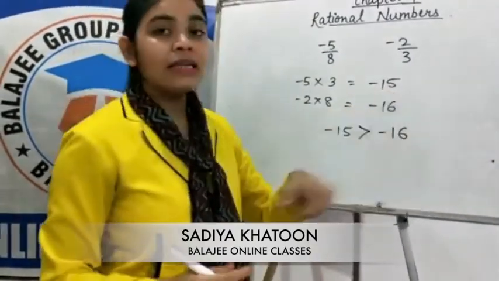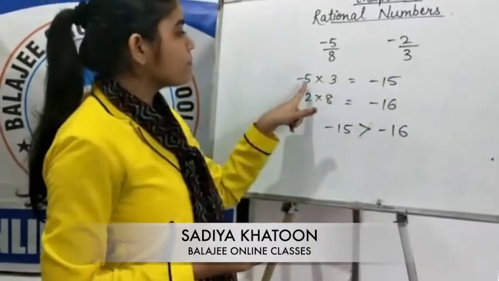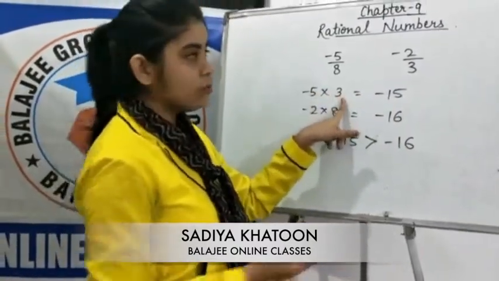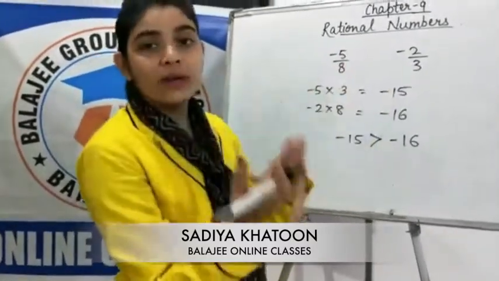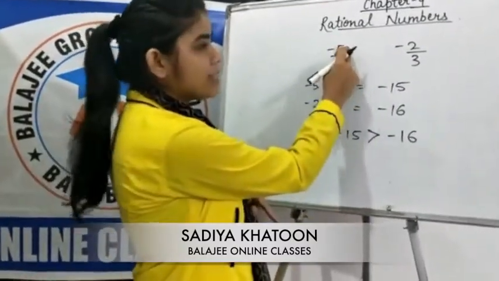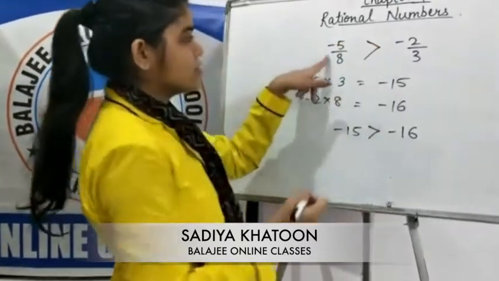And where did this minus 15 come from? We have got it from minus 5 into 3, meaning we got it from this. And of these two, which is the numerator? Numerator is minus 5. That means this fraction will be greater.